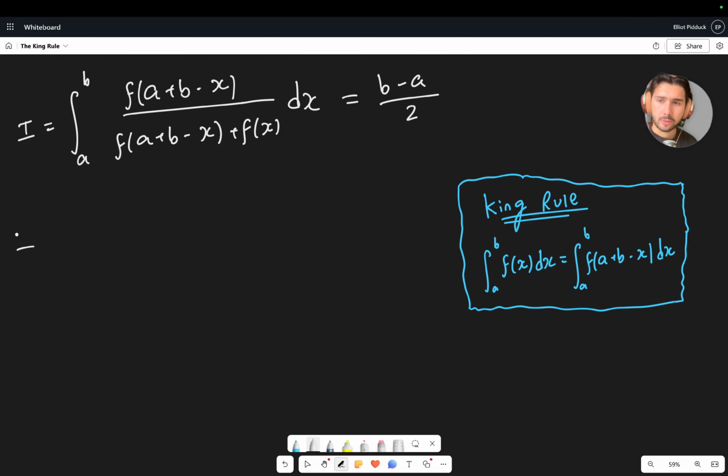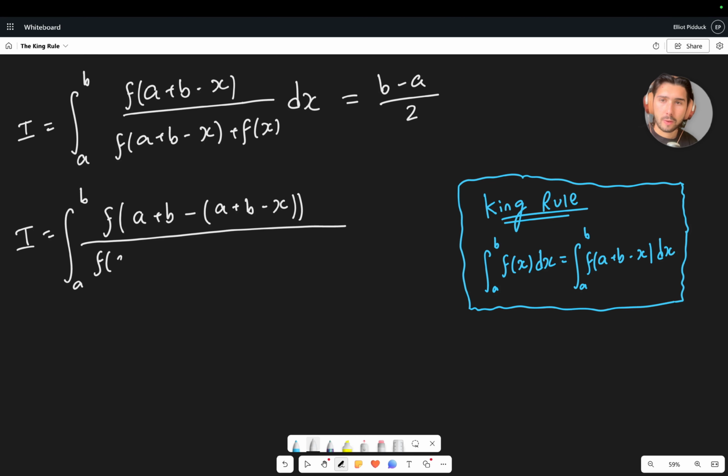So we've called it I. I is going to be equal to the following. The integral from a to b of, and again, using the king rule, every time you see an x, replace it with a plus b minus x. So we've got f of a plus b minus x, where x is getting replaced with a plus b minus x. And then same thing over here. I know this is a bit more complicated, but we've got f of a plus b minus a plus b minus x plus f of, and then this one's nice and easy, a plus b minus x.